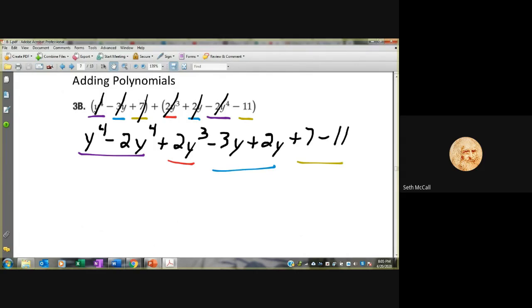And finally, we are going to simplify them by adding and subtracting the like terms. So this is 1y to the fourth minus 2y to the fourth, which is negative 1y to the fourth. Now the red one doesn't have anything else to combine with, so you just rewrite it, 2y to the third. Now we have negative 3y plus 2y, which is negative 1y. And then we have 7 minus 11, which is negative 4.